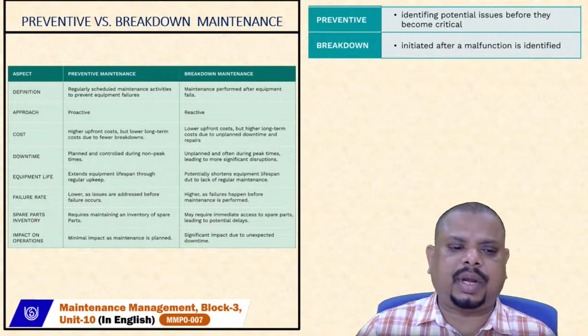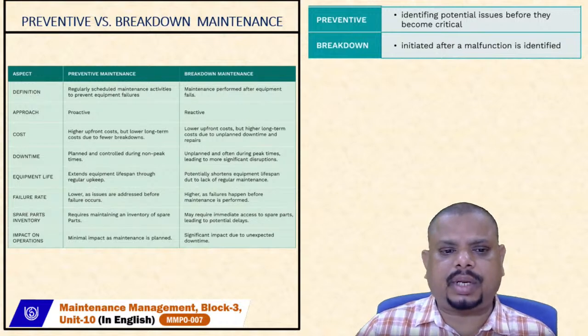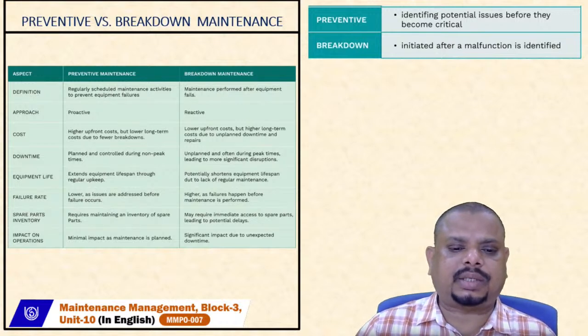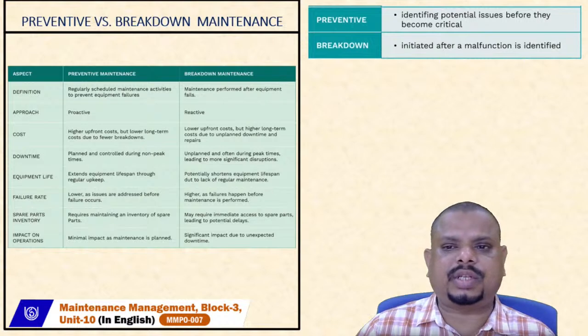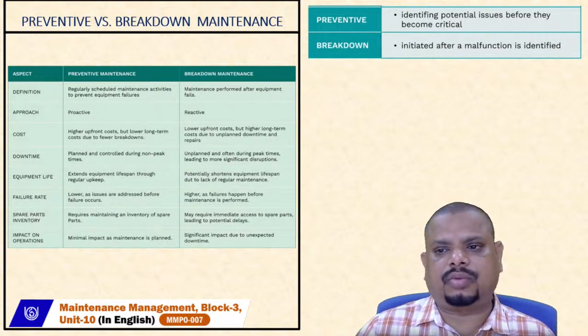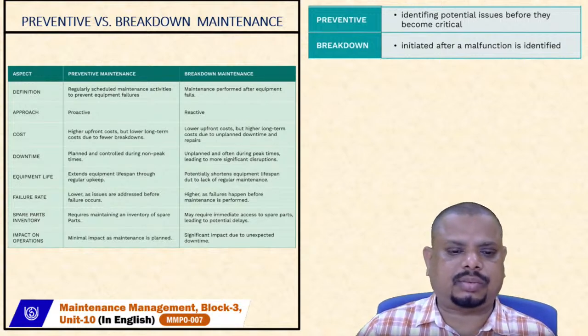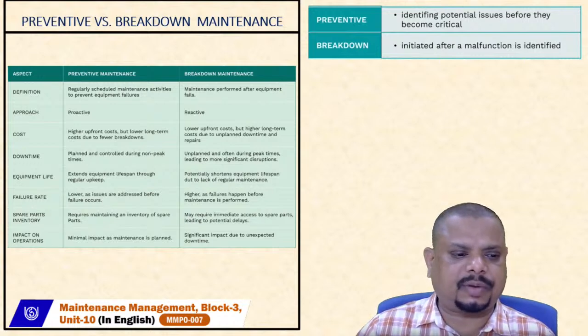The next aspect we have is known as spare parts inventories. You need to maintain an inventory of spare parts, but in case of breakdown maintenance, you may require immediate access to spare parts, leading to potential delays. If the spare parts are not readily available, in that case the maintenance will go for a large amount of lead time, which provides potential delay in maintenance management.